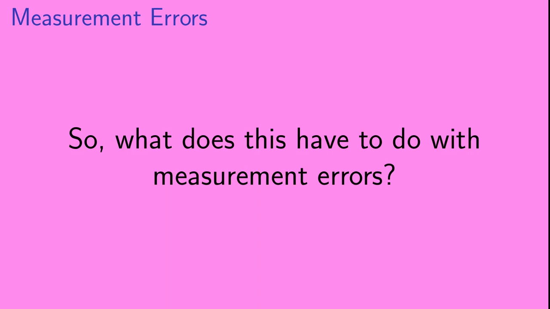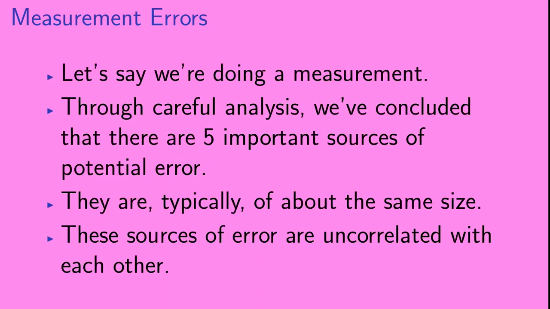Okay, so what does this have to do with measurement errors? Okay, so let's say we're doing a measurement. And through careful analysis, we've figured out that there are 5 important sources of potential error. We've also figured out that typically they are of about the same size. And also, these sources of error are uncorrelated with each other.